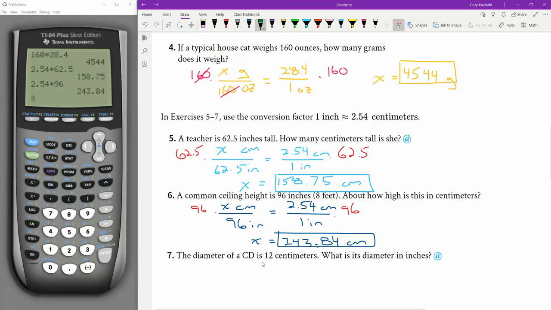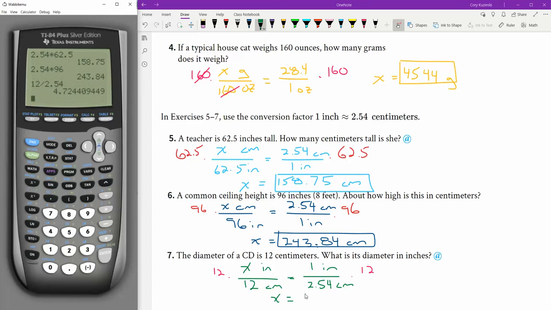Diameter of a CD compact disc is 12 centimeters. What is it in inches? So now this is different than the other ones because we're doing x inches, 12 centimeters. And then we're going to go 2.54 centimeters on the bottom and 1 inch on the top. Going to multiply both sides by 12, but it's really that I'm dividing by 2.54 now. So it's x equals 12 divided by 2.54. It's about 4.7. Let's call it 4.72 inches.